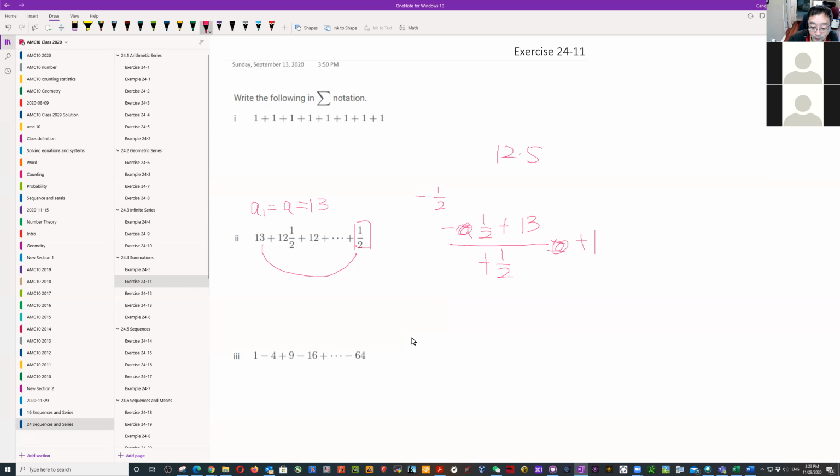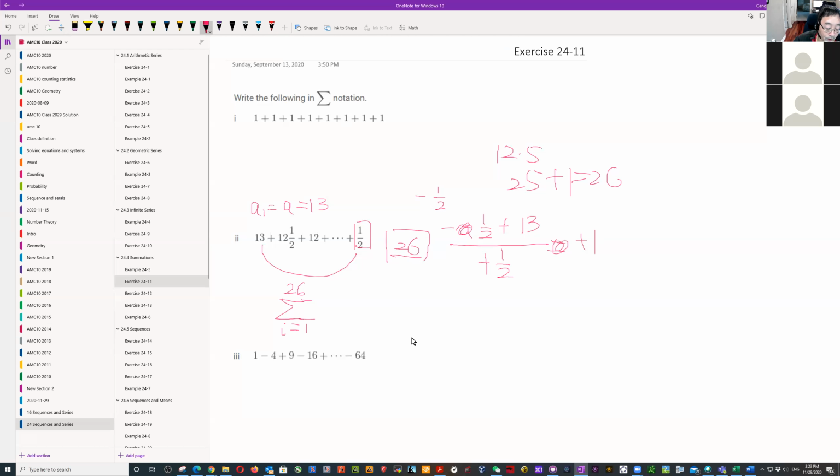12.5 multiplied by 2 is 25, and 25 plus 1 equals 26. So it has 26 terms. Basically, we can do i from 1 all the way to 26. So that's the way to write the sigma, converting an expanded form into a shorthand form.